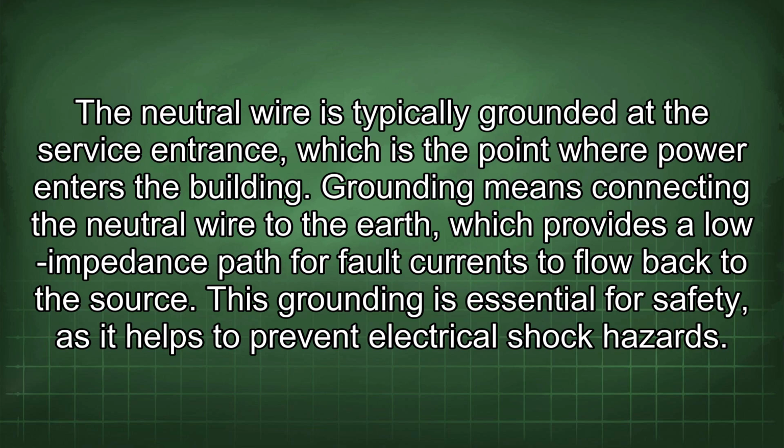The neutral wire is typically grounded at the service entrance, which is the point where power enters the building. Grounding means connecting the neutral wire to the earth, which provides a low impedance path for fault currents to flow back to the source. This grounding is essential for safety, as it helps to prevent electrical shock hazards.